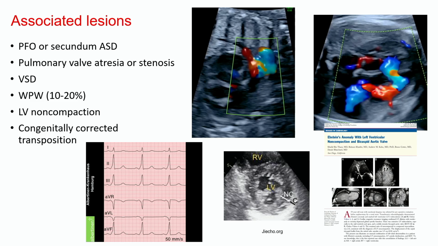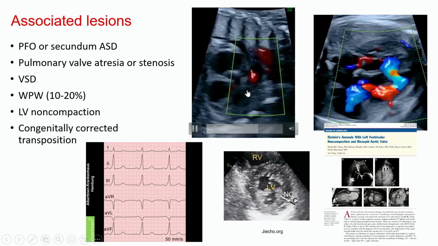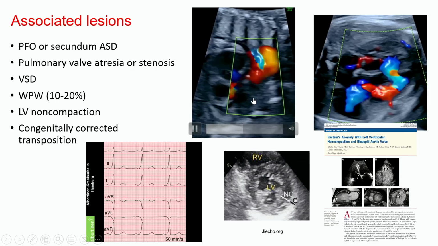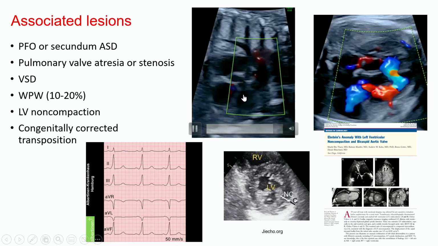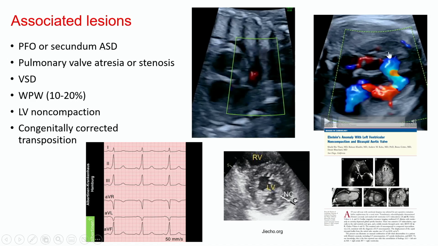So there are associated lesions that go along with Ebstein's. A patent foramen or a secundum ASD is common. You can also see pulmonary atresia. Here we see a nice pulmonary valve right here, but you'll notice that there's really nothing going from the ventricle across that pulmonary valve. You can also have a VSD.